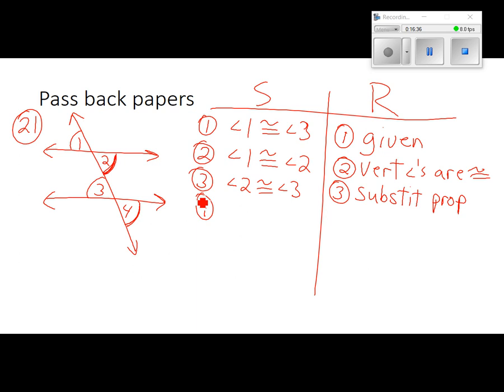What else did you know from the picture? It's a linear pair. Not a linear pair. Remember, a linear pair would be like this angle and this angle, right? What do we know about 3 and 4? How come they're congruent? The vertical angles are congruent.